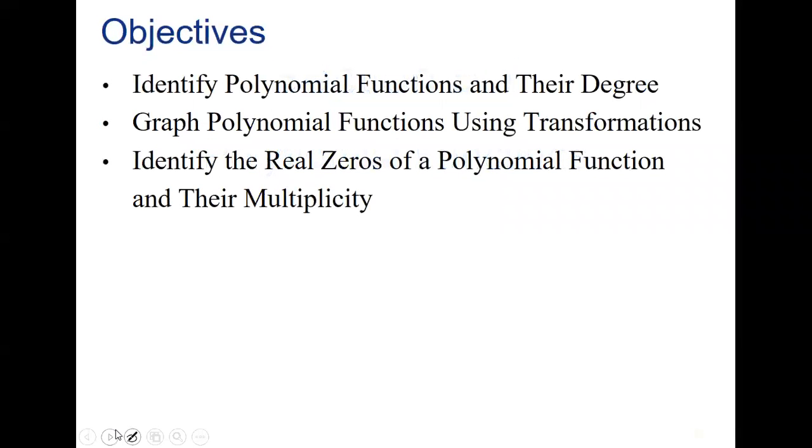So we are on 5.1 polynomial functions. Our objectives for this section are to identify polynomial functions and their degree, to graph polynomial functions using transformations, and to identify the real zeros of polynomial functions and their multiplicity.